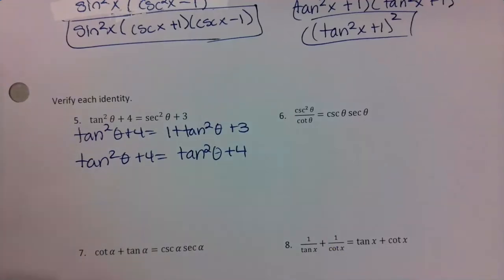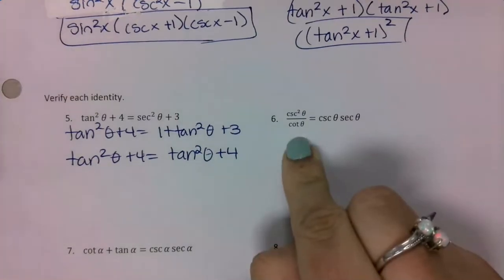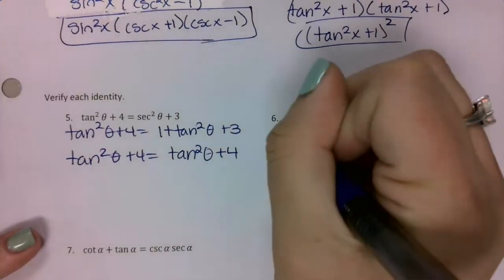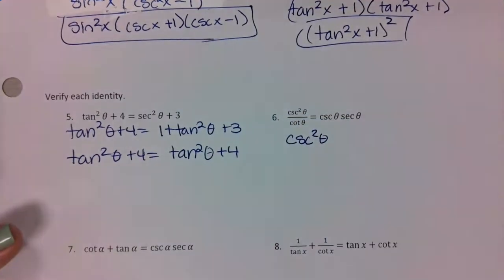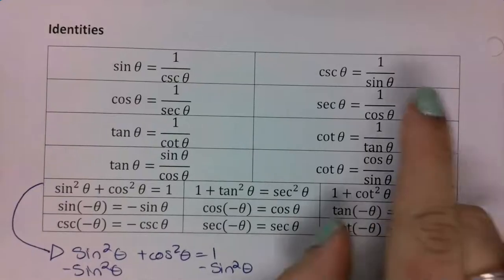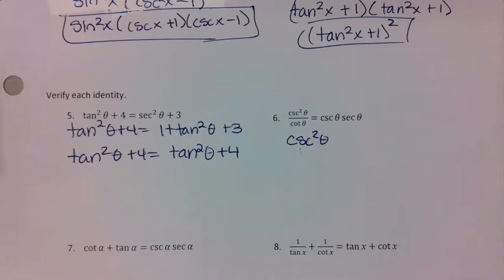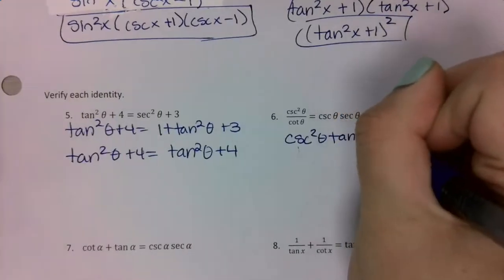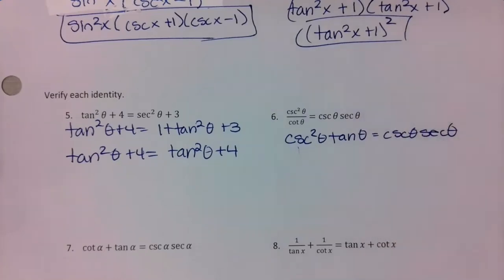Okay, so on number 6, when I take a look at this one, I have a fraction on one side and multiplication on the other. Fractions look more complicated, so I'm going to start with the left side. That means my right side is going to stay the same the entire time. I am going to, for now, leave the cosecant alone, but I'm going to use my reciprocal identity for my cotangent. So if I have cotangent on the denominator, it can move to the top and become tangent. My right side is staying the same.